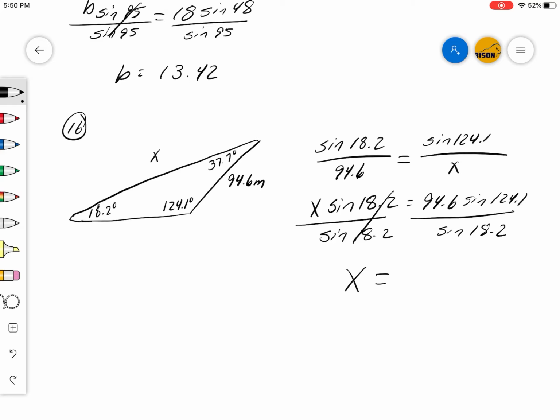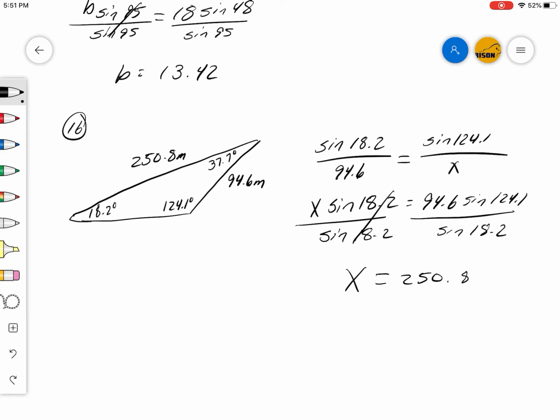Give me just a second. I'm going to type this in. I'm typing in 94.6 times the sine of 124.1, and then I'm dividing by the sine of 18.2, which is 250. Wow, that's a big one. 250.8, so I need to look at 0.8029. I need to look at my rounding on the picture. It gives it to me to one place, so I'm going to call this 250.8. So I'm going to go up here, erase X, and put it on my picture, so 250.8.